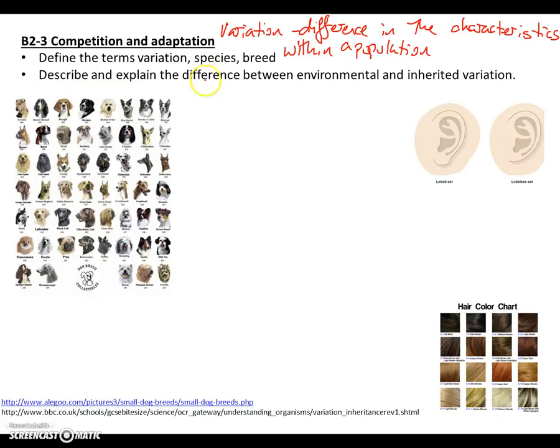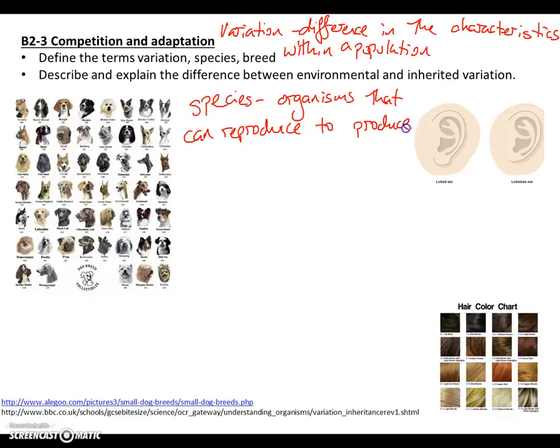So species. So species would be organisms that can reproduce to produce fertile offspring. Okay, and this is a particularly important definition of the species.